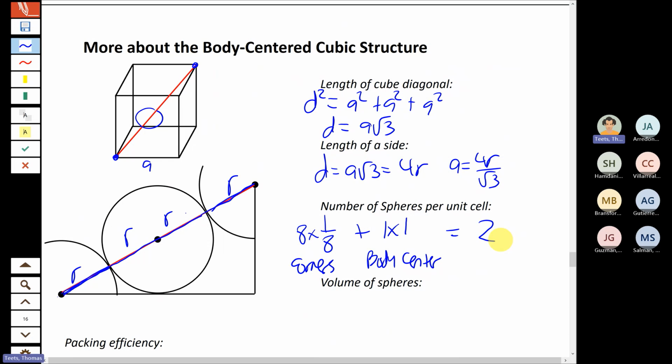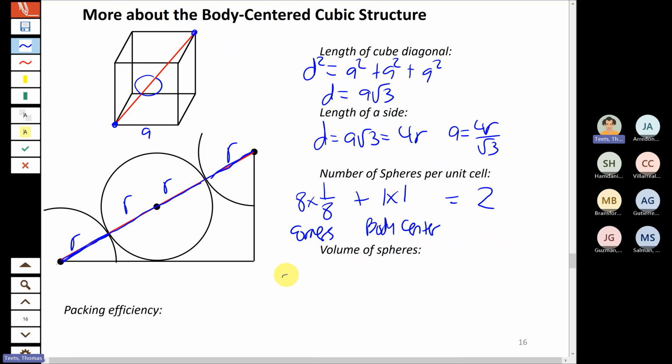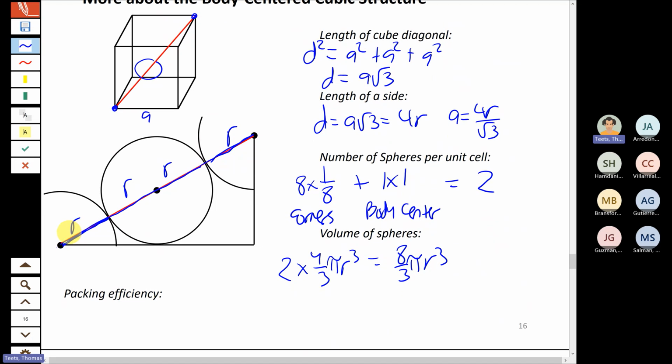All right. So then to get the volume of those atoms, it's going to be 2 total atoms. The volume of each is still 4/3 pi r cubed. So the volume of the atoms in this case is 8/3 pi r cubed. And then again, to get the packing efficiency, we take this volume, which is the volume of the atoms, divided by the volume of the cube, which is just a cubed. So we're going to have 8/3 pi r cubed for the volume of the atoms. The volume of the cube is 4r over radical 3, whole thing cubed.